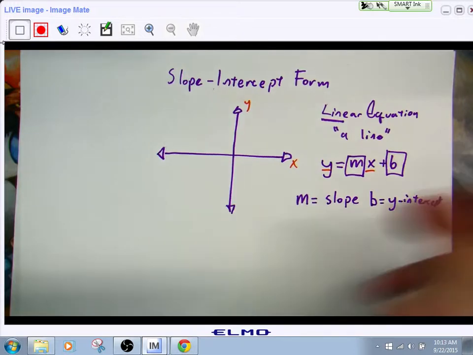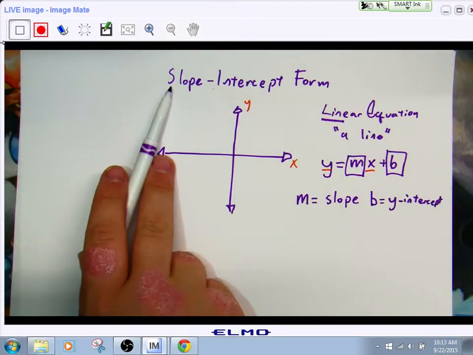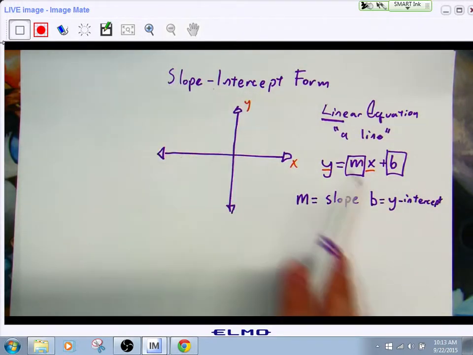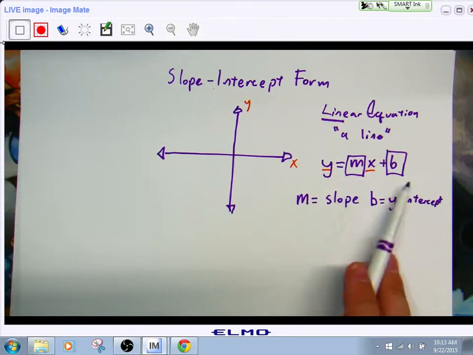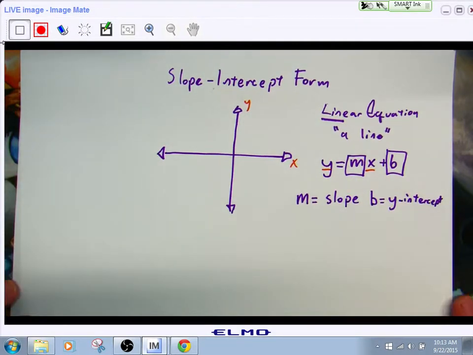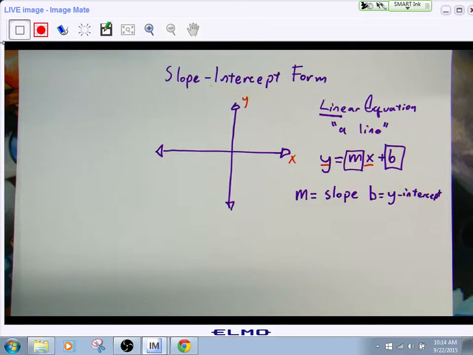Okay? And you can see that mathematicians were lazy. We just called it slope-intercept form because it has the slope and the y-intercept in it. We're super lazy when it comes to naming things. So we have all that there.